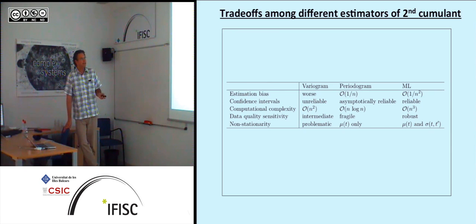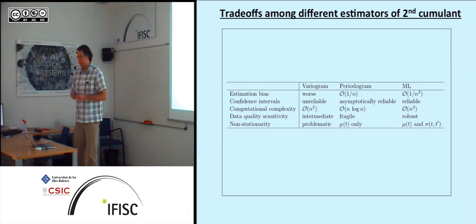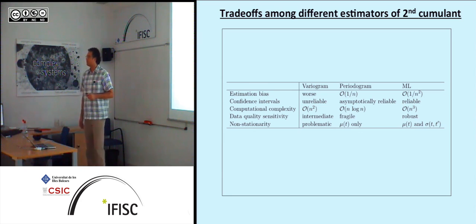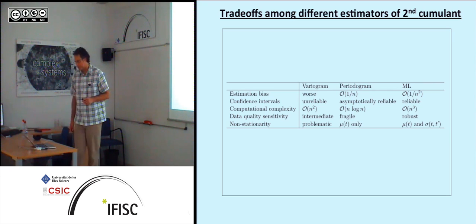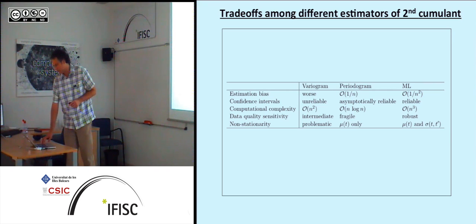And maximum likelihood, conditioning on the probability distribution of the process, is the best overall in terms of its performance, but it comes at huge computational cost, on the order of n cubed. For many larger data sets, it's just not computationally feasible. So you sort of have to pick your poison.